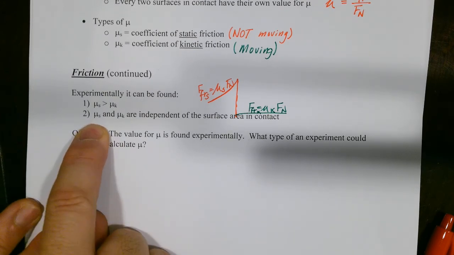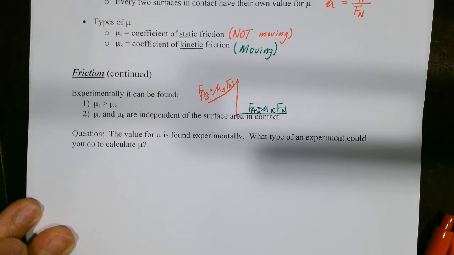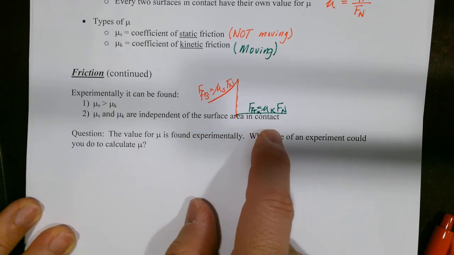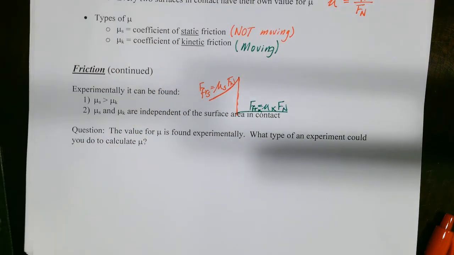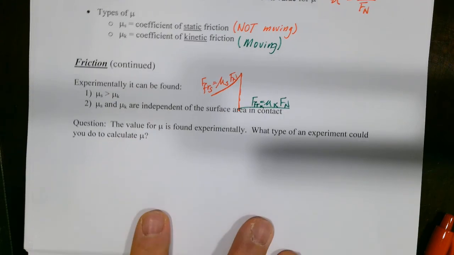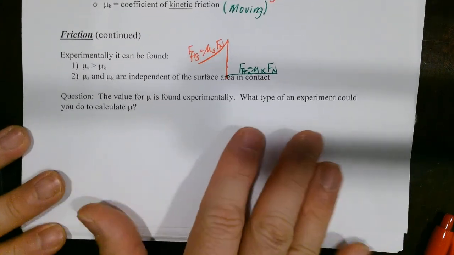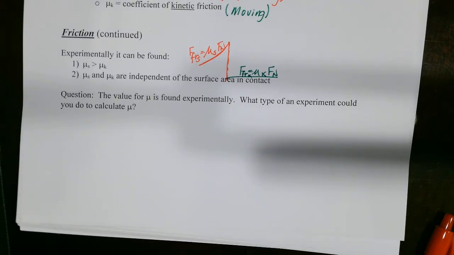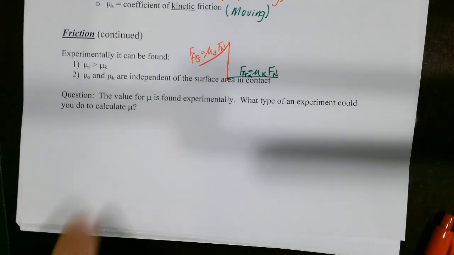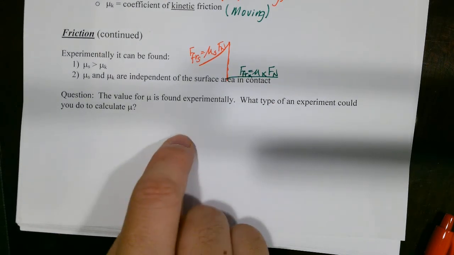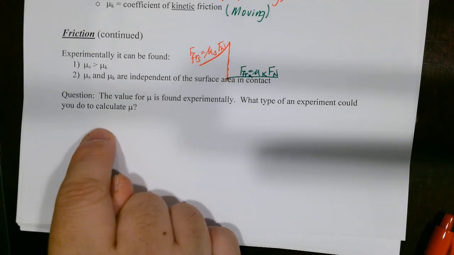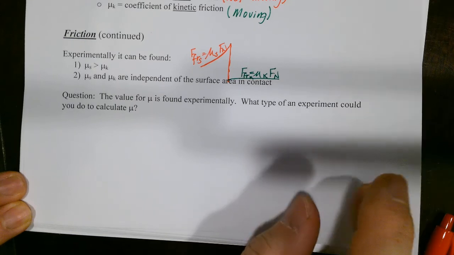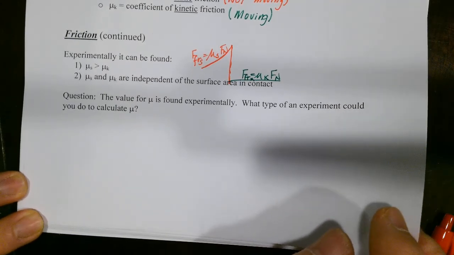Now, static and kinetic coefficients of friction are independent of surface area in contact. So it doesn't matter how wide the surface area is or how narrow the surface area is, it is independent. Okay? The value of mu is found experimentally. What type of experiments could you do to calculate mu? That's a good question to answer. So think about how you could actually calculate mu. All right? We'll come back to that. I'll give you a hint: put it on an incline.